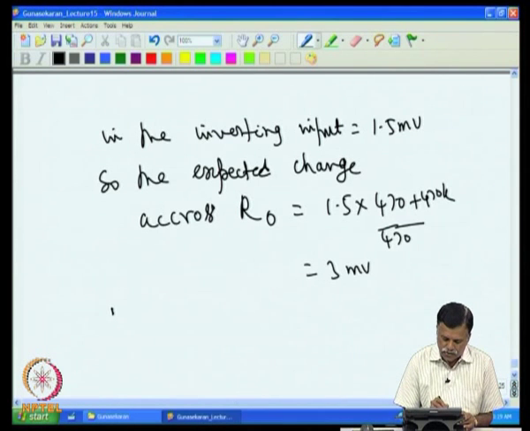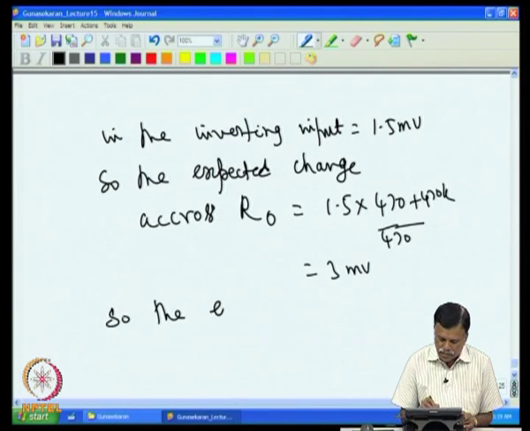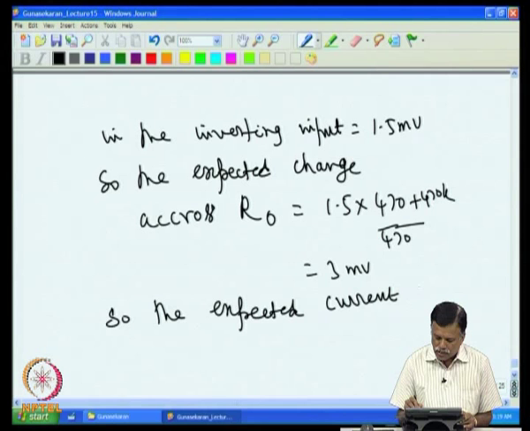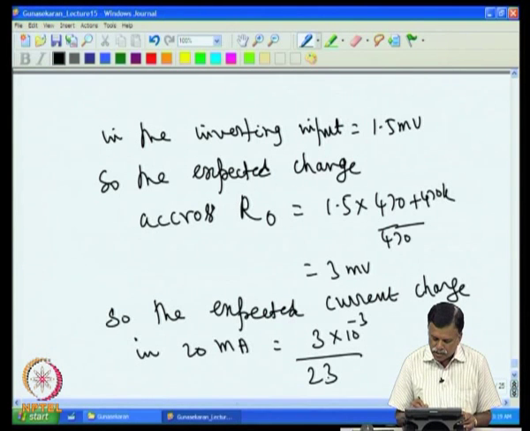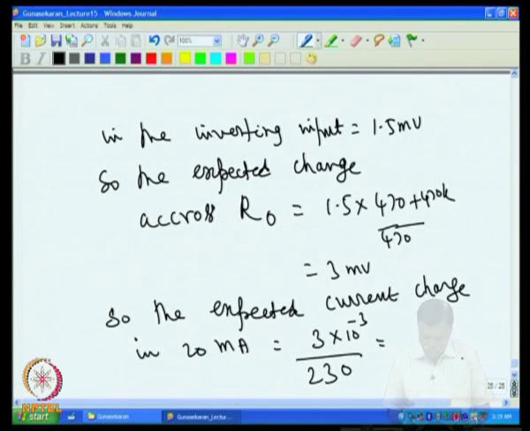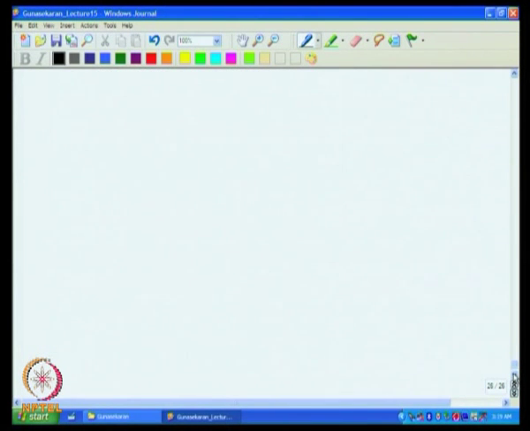So, the expected current change in 20 milliampere, that is equal to 3 millivolt divided by 230 ohms. If I convert into microamps, that will be 3000 divided by 230 microamps, roughly around 12 microampere current is expected to change due to the offset voltage drift of the current converter stage.